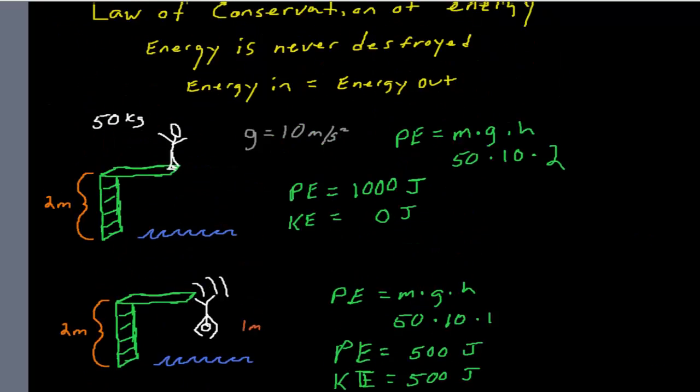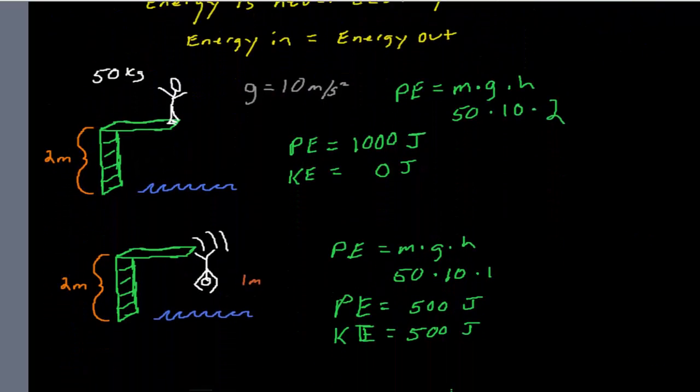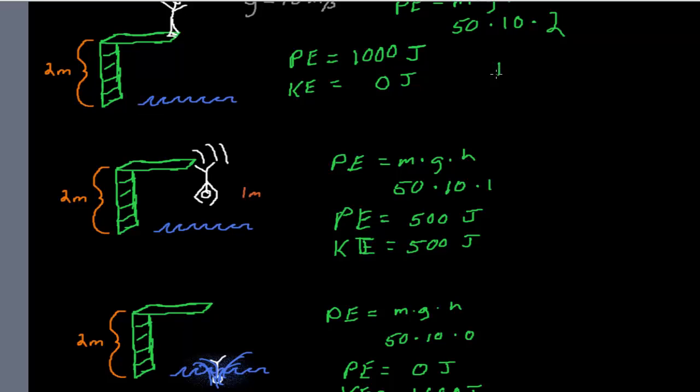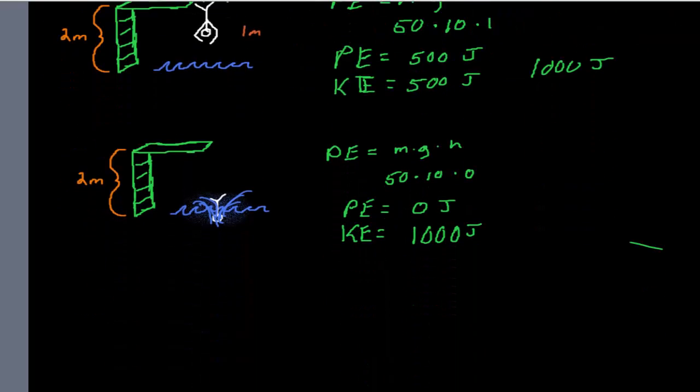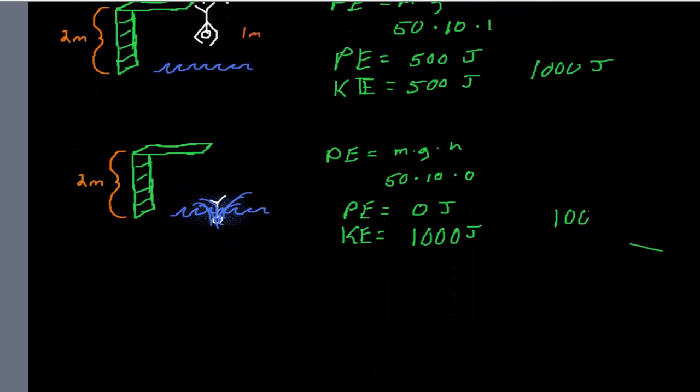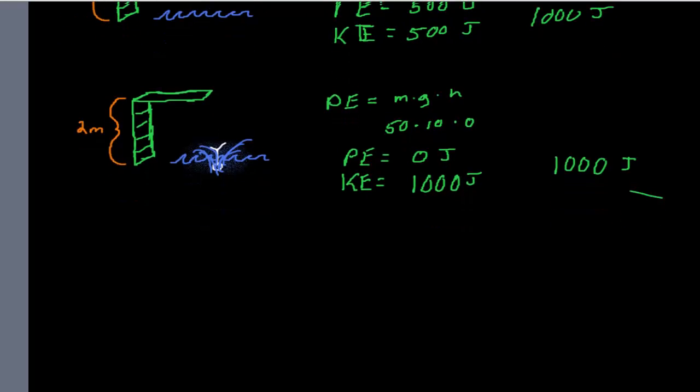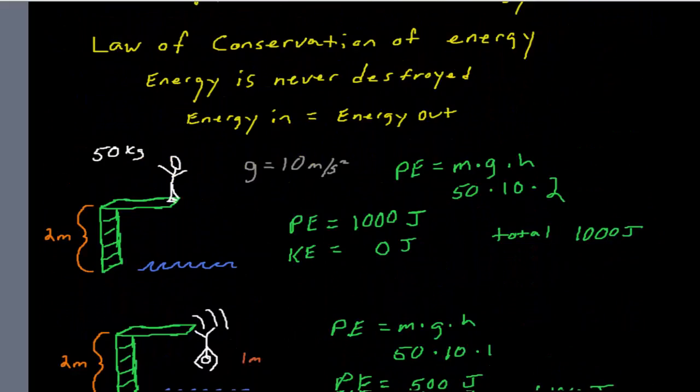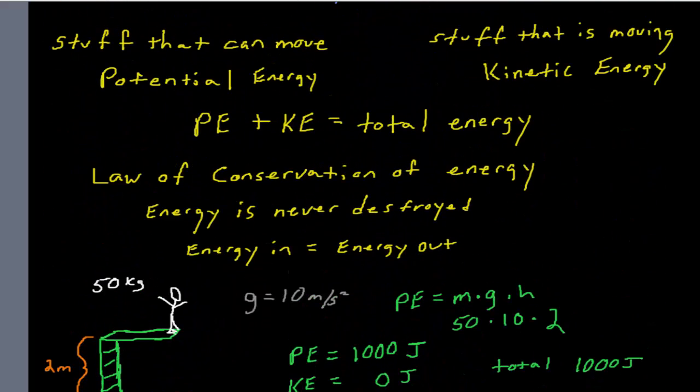So his total energy, remember, total energy is potential plus kinetic. His total is 1,000 joules in all 3 cases. The amount of energy has not changed. The type has changed. It went from potential to kinetic, but it has not changed the total.